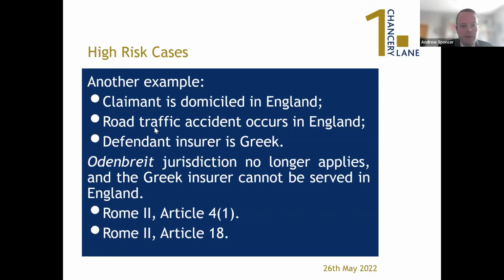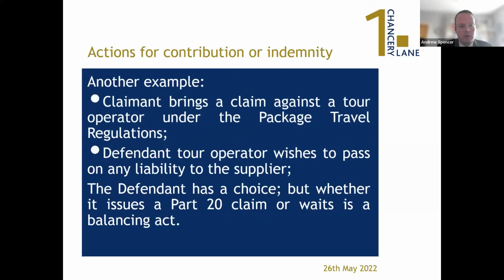Now, moving on to my final example. So this is a contribution and indemnity situation. So imagine a case where a claimant brings a claim against a tour operator under the package travel regulations, and the defendant tour operator wishes to pass on liability to its supplier. Well, in that situation, the defendant obviously has a choice. It can either bring the supplier into this action with a Part 20 claim, or the defendant can wait till the conclusion of the claimant's claim against it, and then if the claimant succeeds, bring an action against the supplier at a future time.